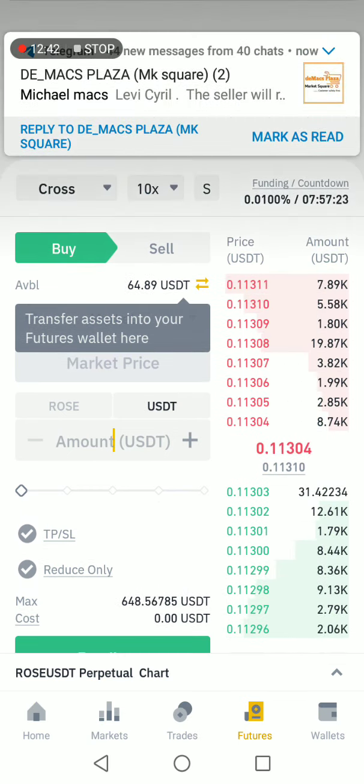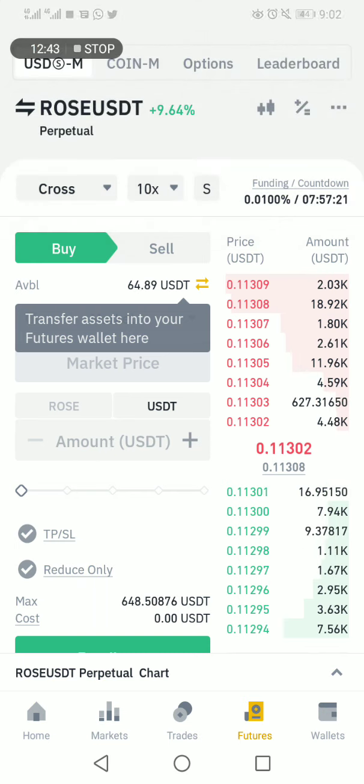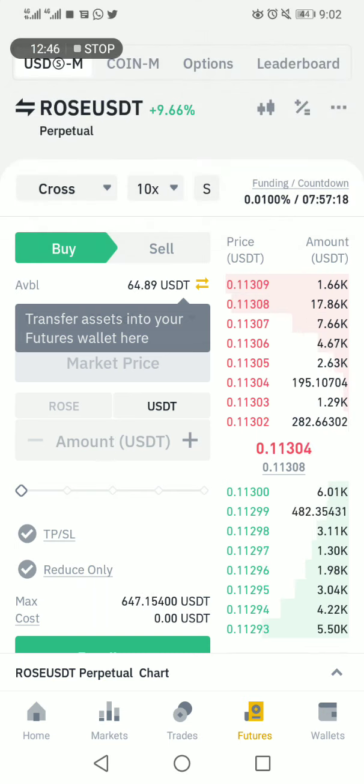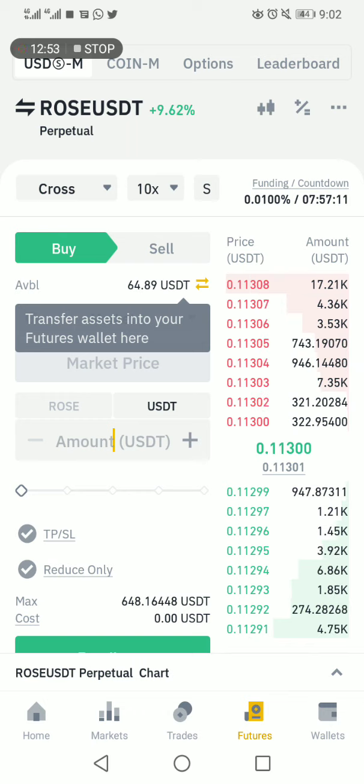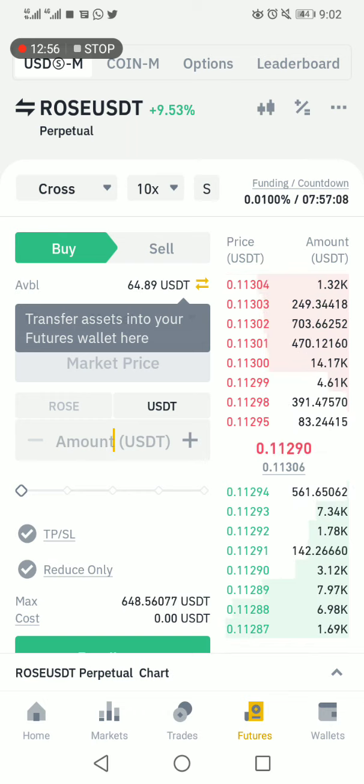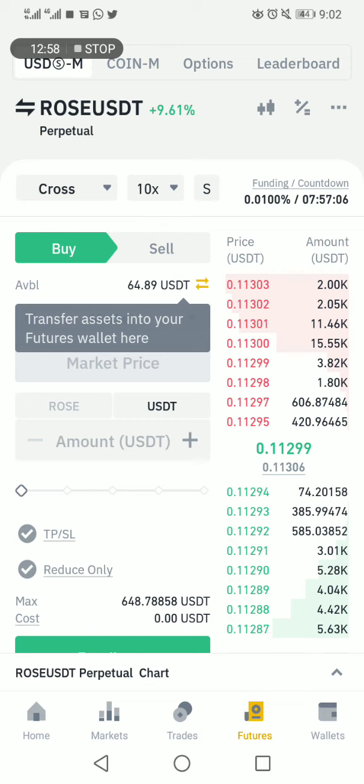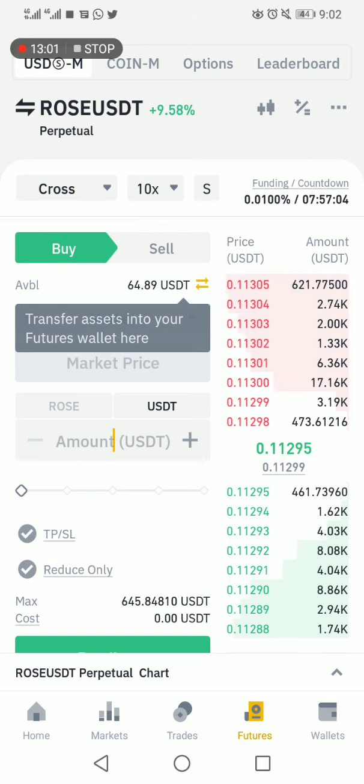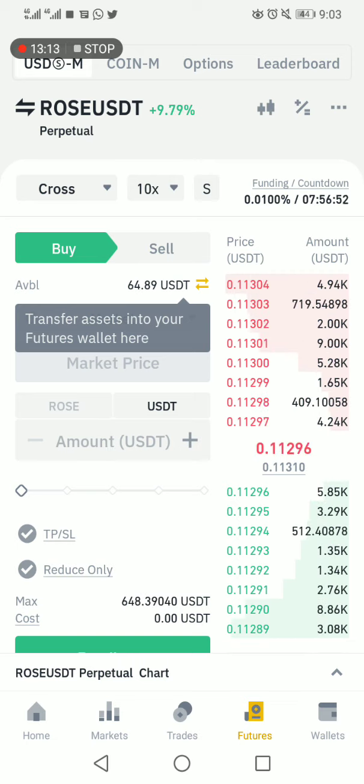Now this is to help you enter the market with a very much larger amount. The higher your leverage and you are in profit, the higher your profit. The higher your leverage and you are in loss, the lower your profit. You get the point now? The lower your profit. So you have to be very, very careful the kind of leverage you are using, so you will not fall victim of loss.